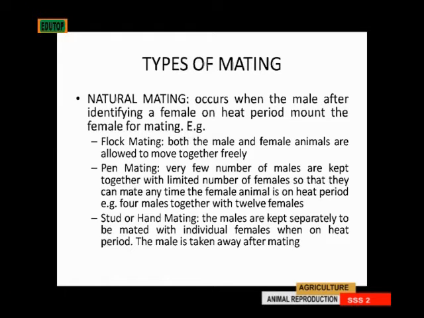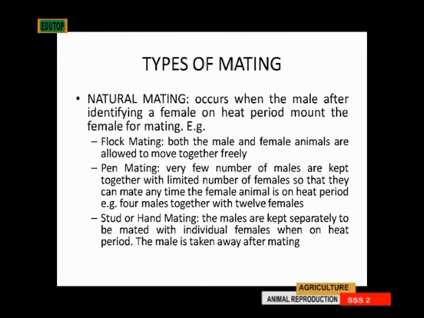That's flock mating. Pen mating is a situation whereby there are very few males that are kept together with a limited number of females, so that they can mate any time the female is on heat. E.g., in this pen mating, we have 4 males together with 12 females, so they are ready. Once the female animal shows signs of heat, the male animals just go to mate with them.